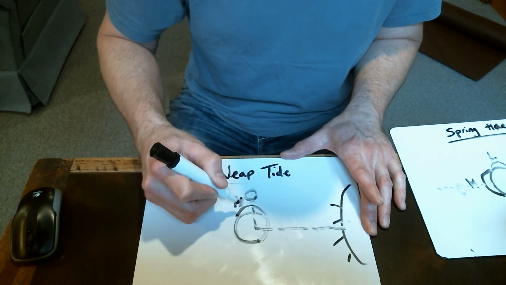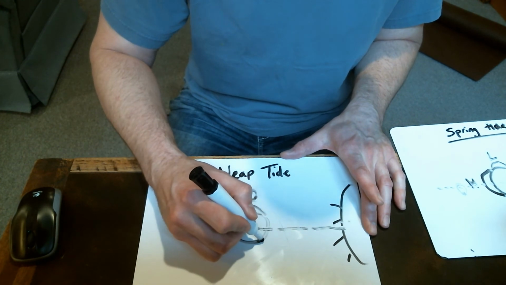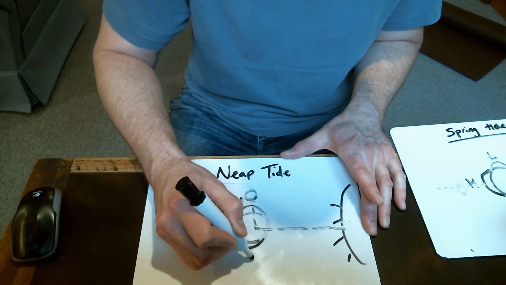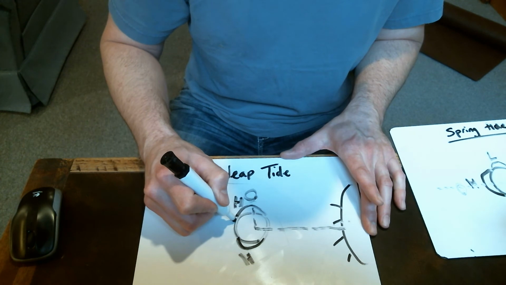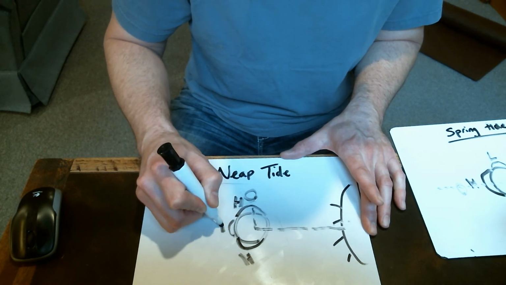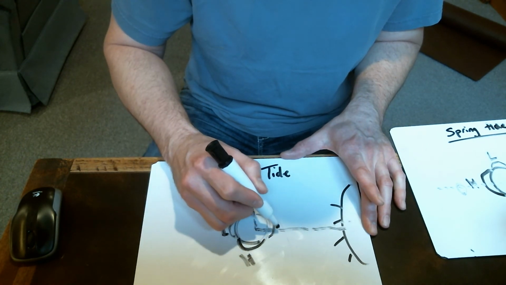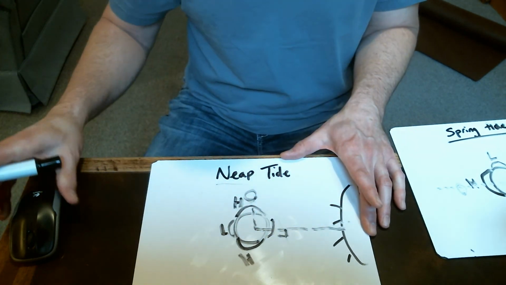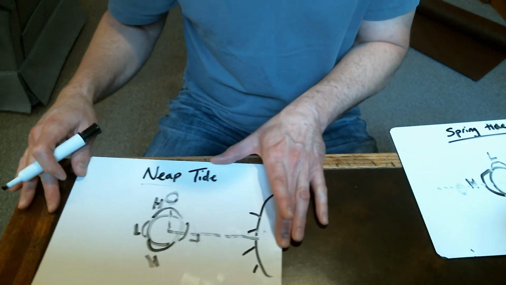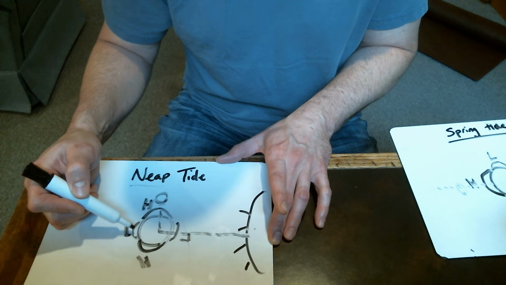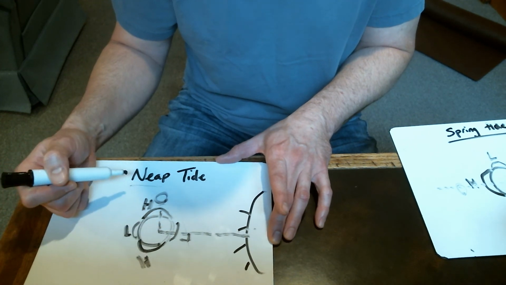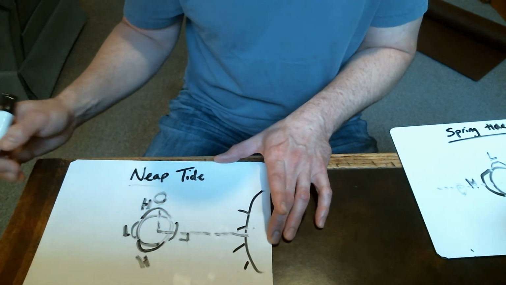This is going to be the high tide, and these are called tidal bulges again, because the earth is spinning. Another high tide is also going to be here. My low tide is going to be here, and my other low tide is going to be here. And if I visually look at this drawing, I'm going to see that there is not much difference between my high and low. So a neap tide, there's a small difference between a high and low tide.